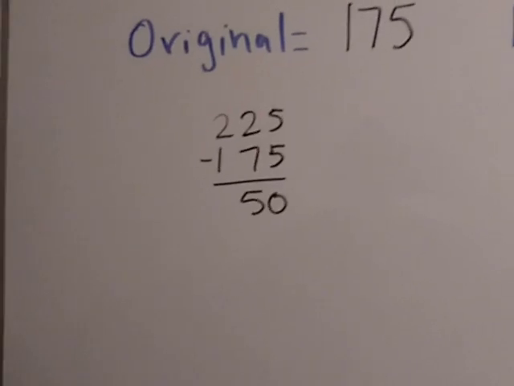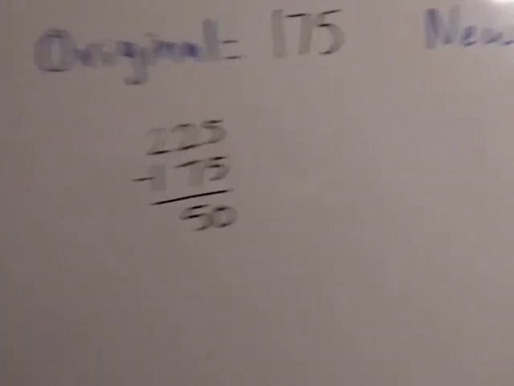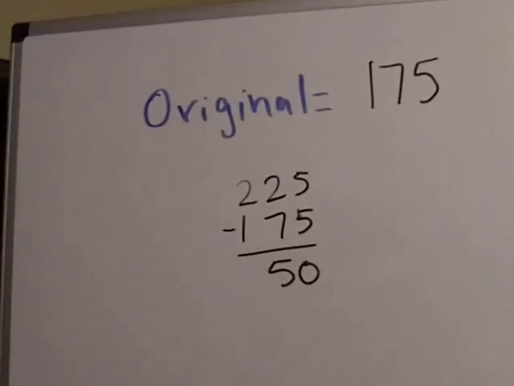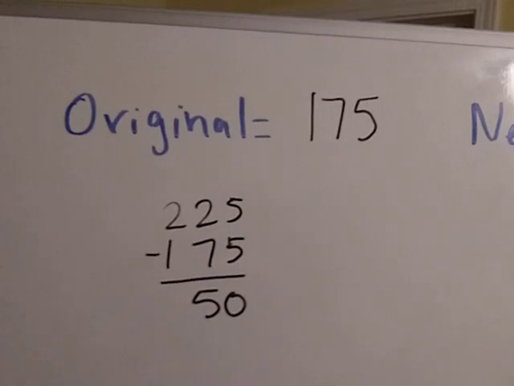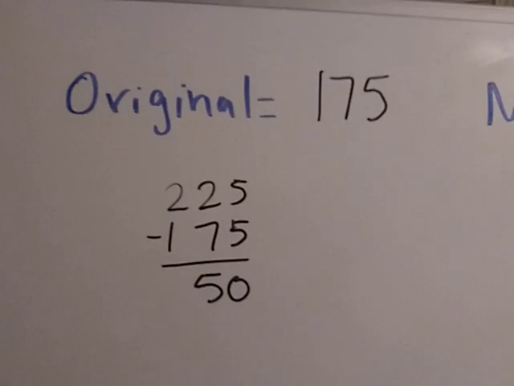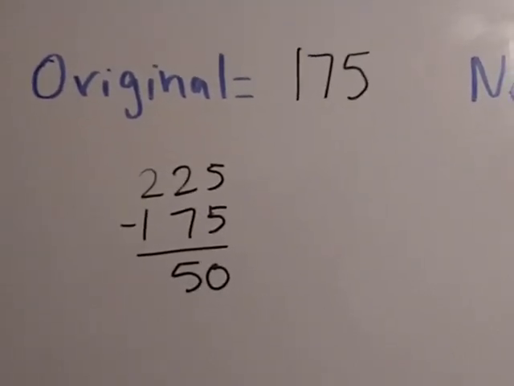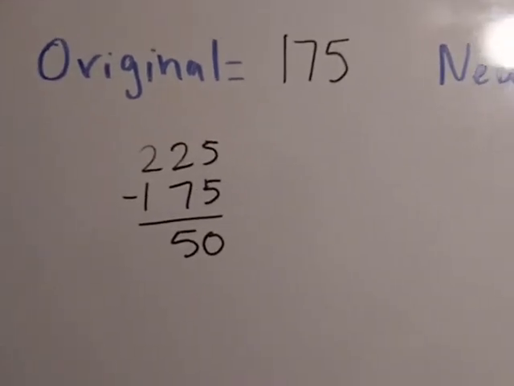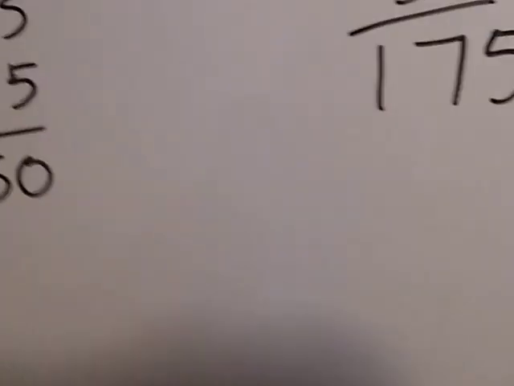And then the second step in determining this percent increase is, it says, write a ratio to show the amount of increase to the original value. So the amount of increase in this case was 50 over the original value. So it's 50 over 175. That's the ratio.